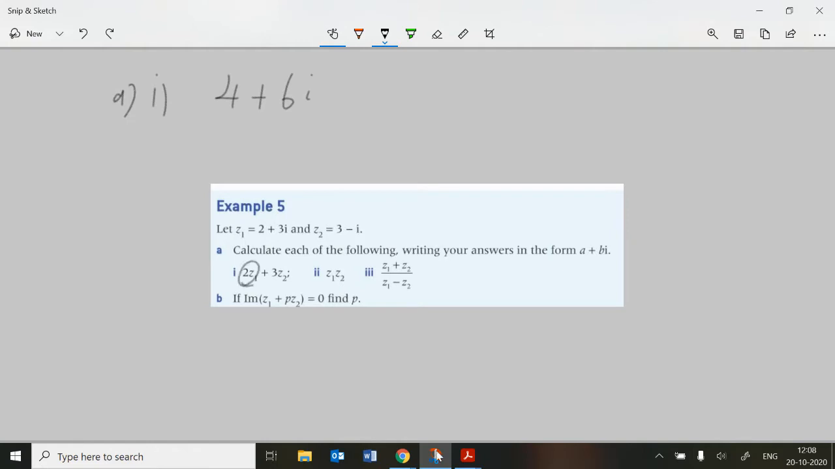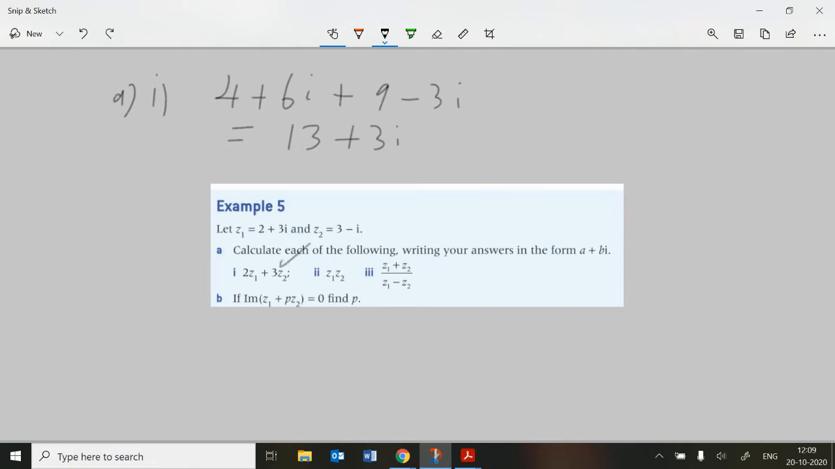Okay, so that's 2 lots of Z1, and of course we need here 3 lots of Z2. So that's 9, and then minus 3i there. And of course, you can put that together just like normal algebra. So we've got 13 plus 3i. Okay, so this one is done.